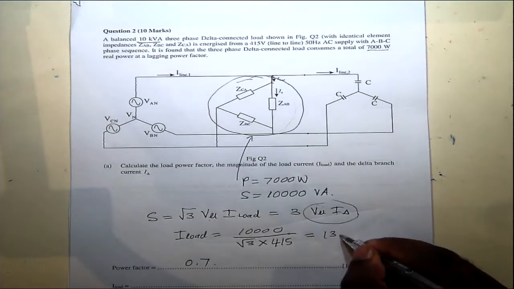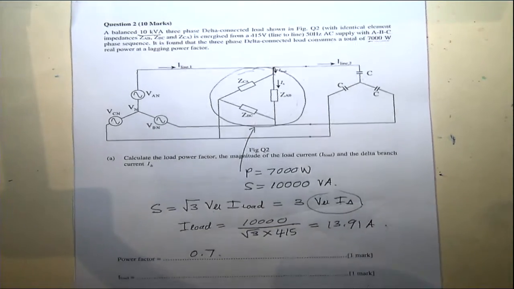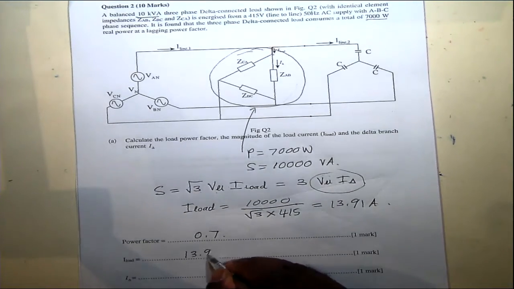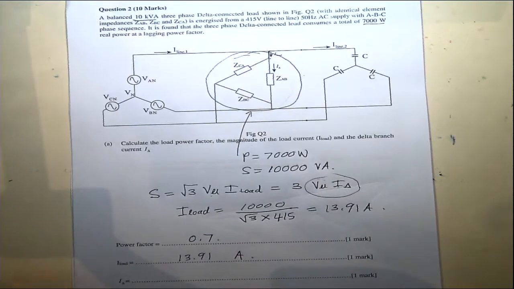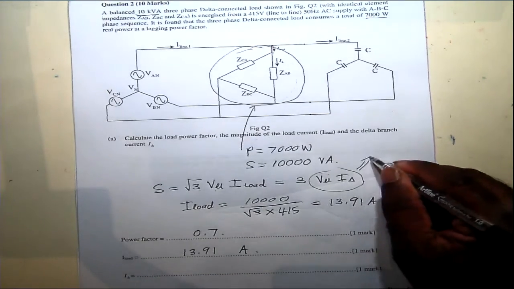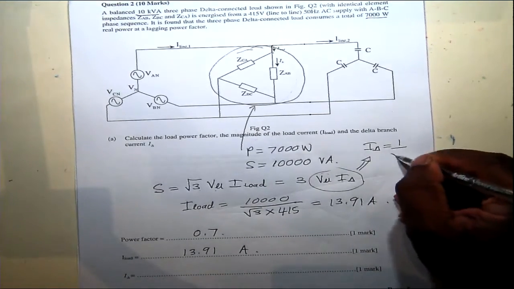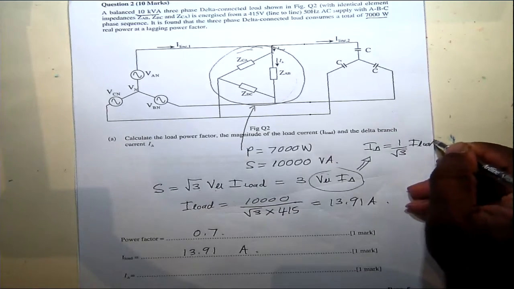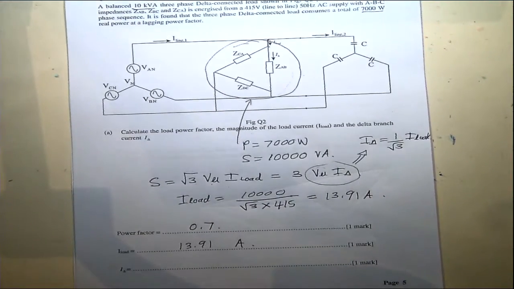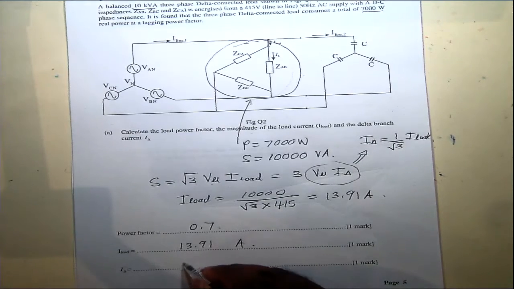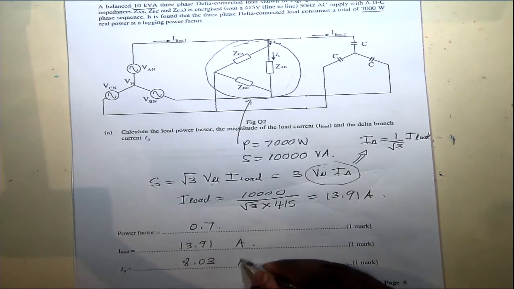Which is 13.91 amperes. That's the load current. The branch current, I delta, will be root 3 times lower than the load current. From this expression, we can write I delta equals 1 over root 3 times I load. So that's this divided by root 3, which gives you 8.03 amperes.